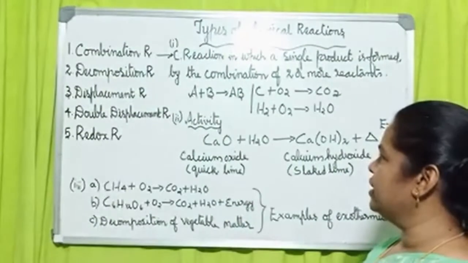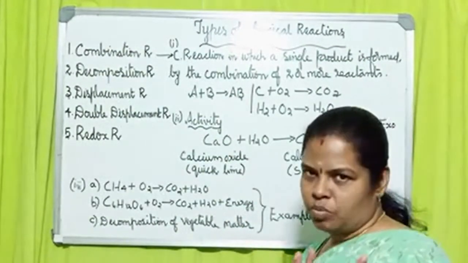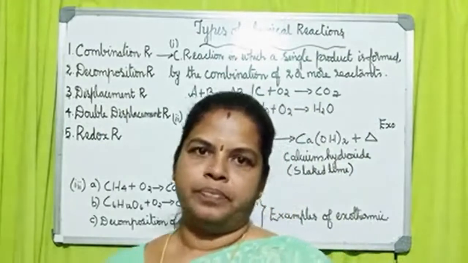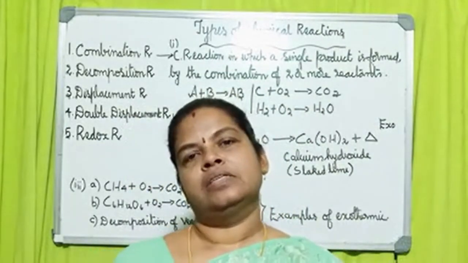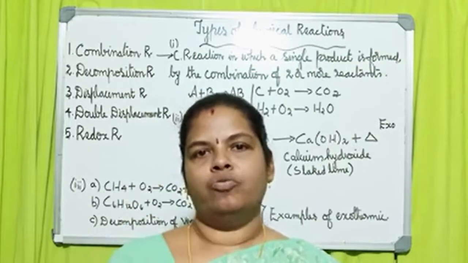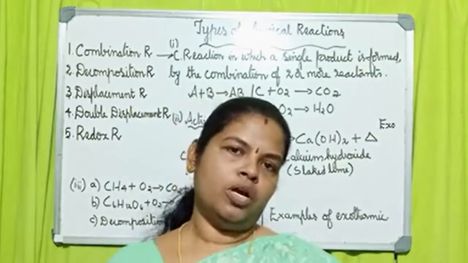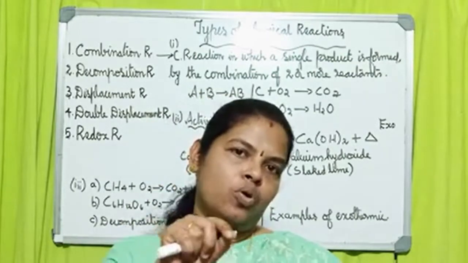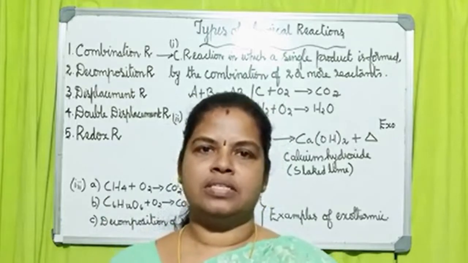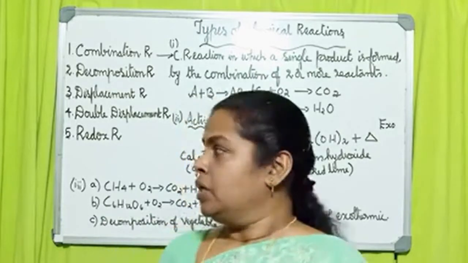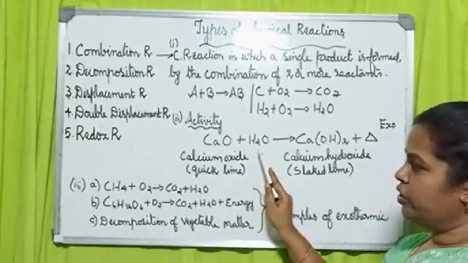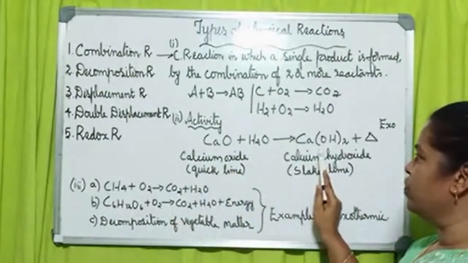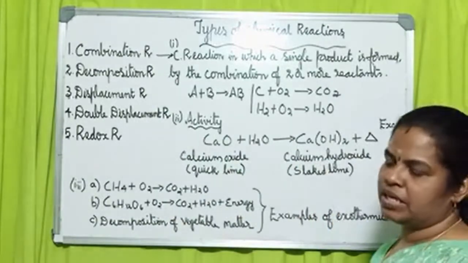I have written here. You are taking calcium oxide in a beaker, 2 grams of calcium oxide in a beaker, and you are adding some 10 ml of water inside it. You should not pour it suddenly. Slowly you should add water inside the beaker. So the reaction tells us calcium oxide plus water. When you are adding, what happens? You will get calcium hydroxide.